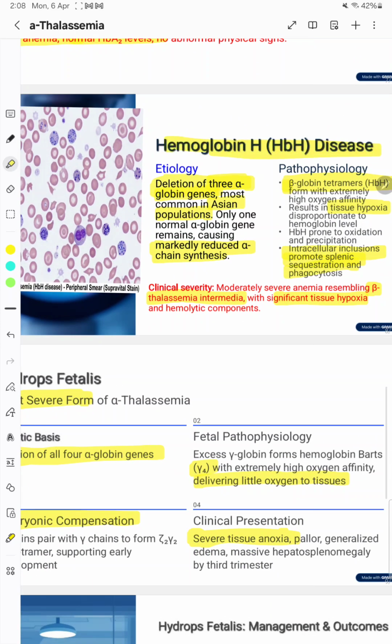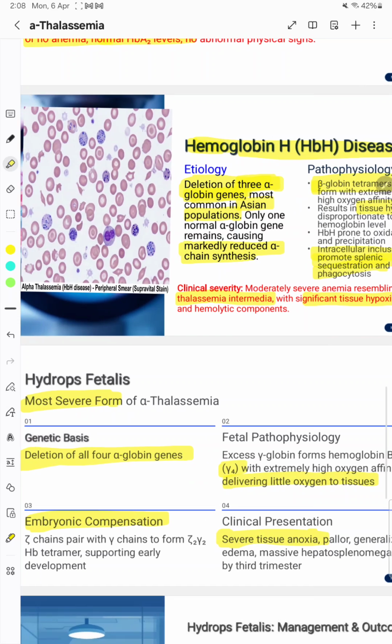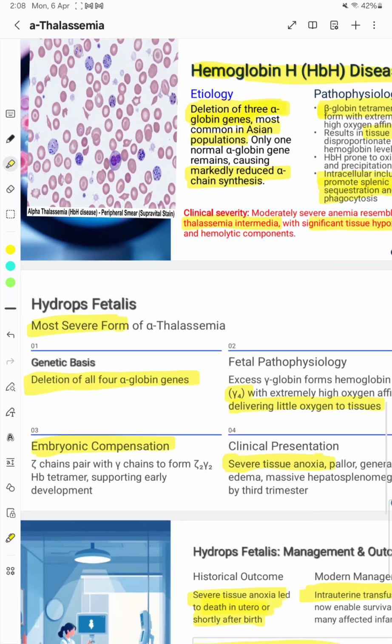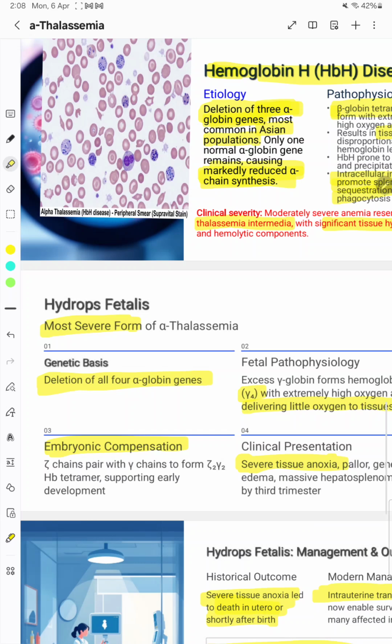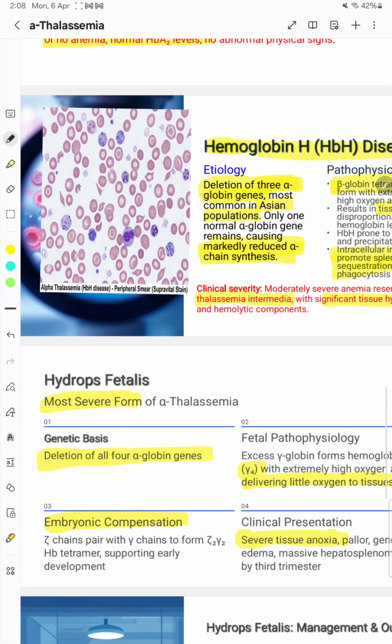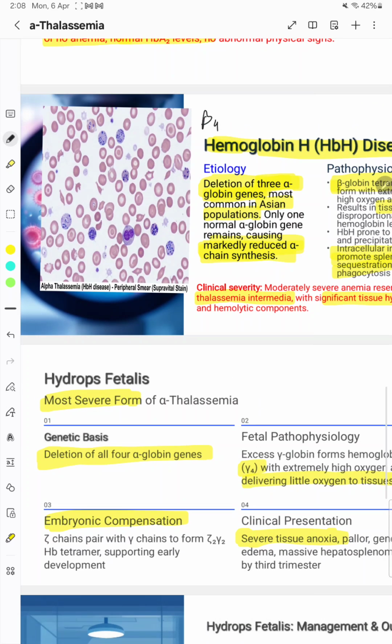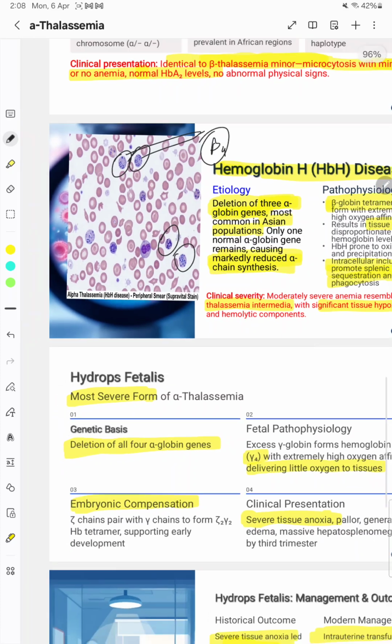HbH disease: in this condition 3 alpha globin genes are deleted. This is most commonly seen in the Asian population, and there is markedly reduced alpha chain synthesis. So there is formation of beta tetramers. Beta tetramers are seen in the form of golf ball inclusions on supravital staining. These inclusions are beta tetramers.